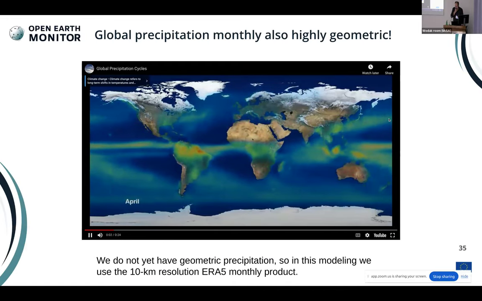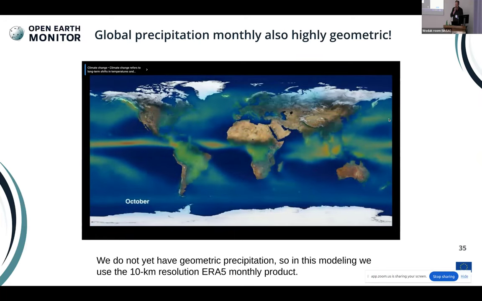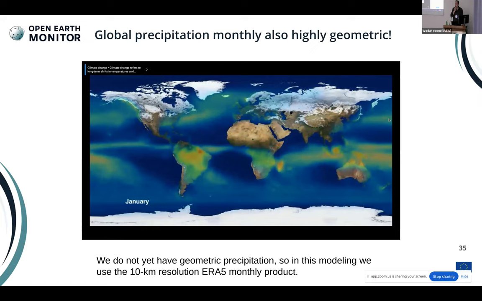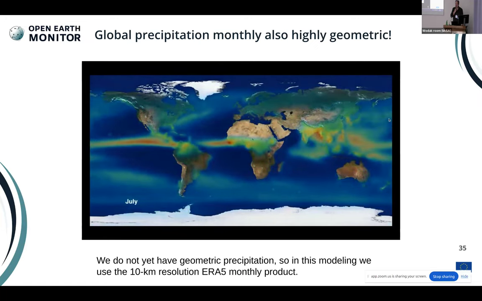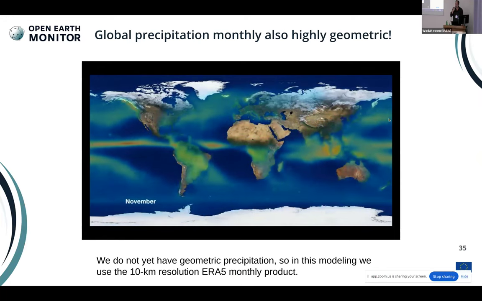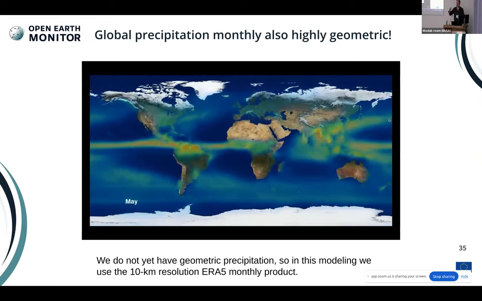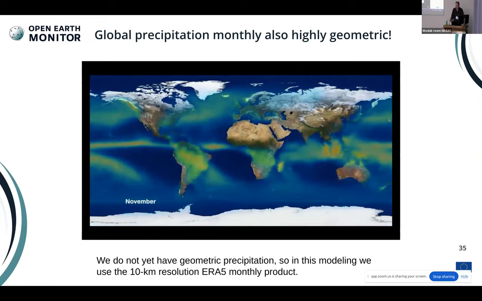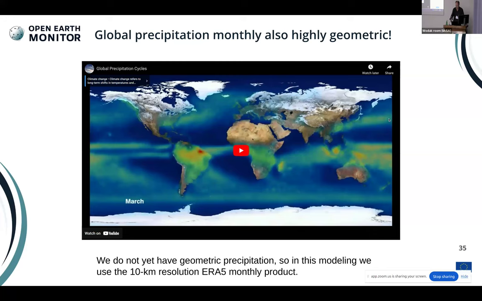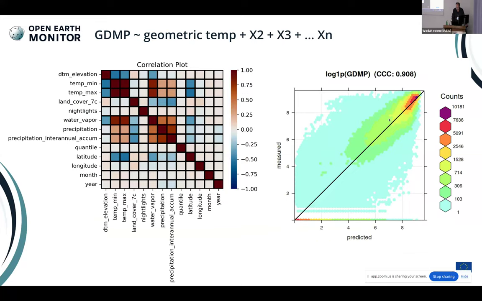I was looking also at precipitation, which is geometric. You could also estimate the model based on the land mass and rotation of the Earth. You could probably estimate the precipitation, the systematic component per month. So it's also probably possible, but I don't have it yet, so we just use the ERA5. But most likely, you could also estimate this geometric temperature. So that was this GDMP.